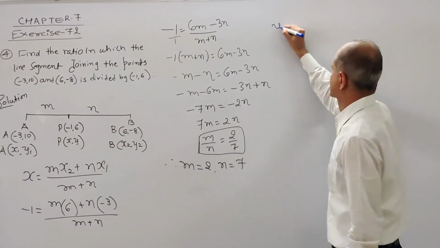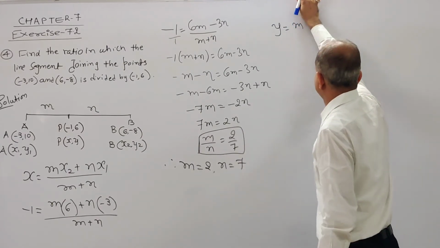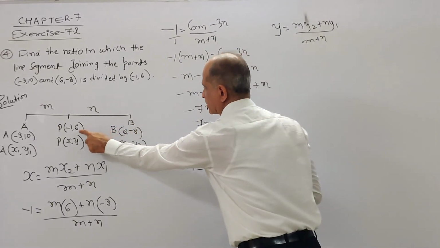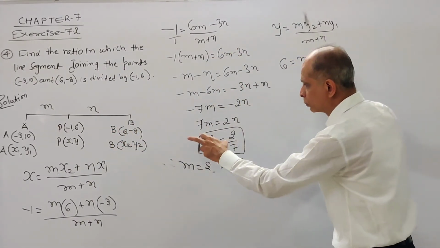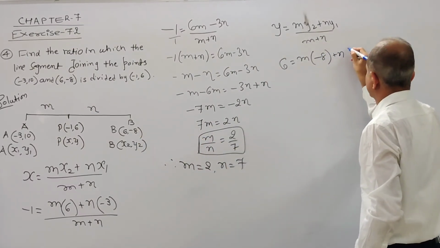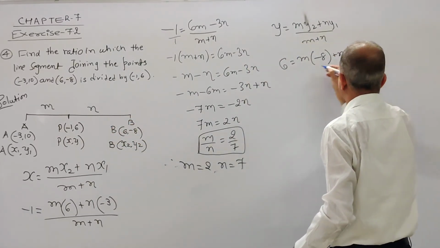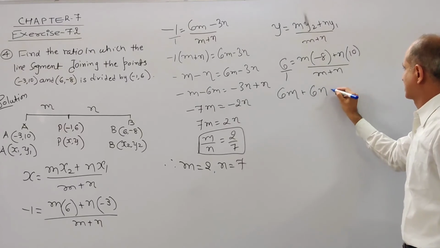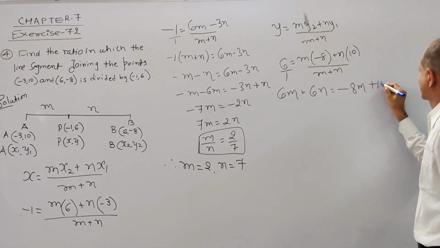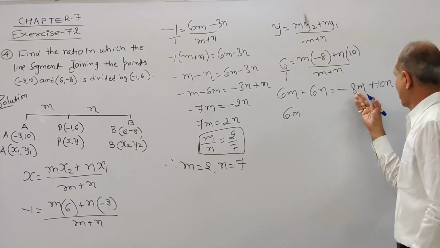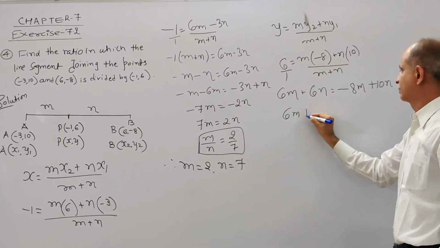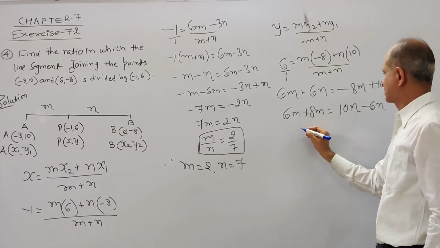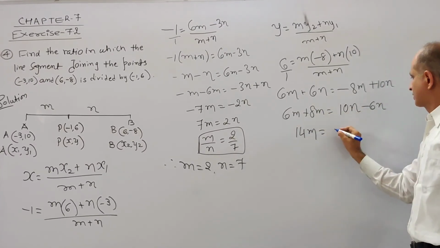You know, the y coordinate of the section formula is y is equal to (m y2 plus n y1) upon (m plus n). The y coordinate is 6 is equal to m y2 means minus 8, plus n, and y1 means 10, upon m plus n. Again cross multiply, you get 6m plus 6n is equal to minus 8m plus 10n. So if you transfer this 8m from the right hand side to the left hand side, it becomes plus 8m, so 6m plus 8m is equal to 10n minus 6n. So 14m is equal to 4n.